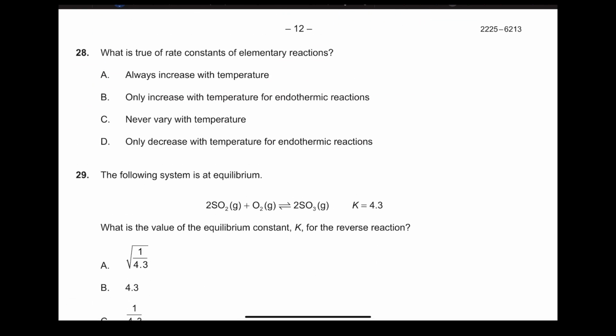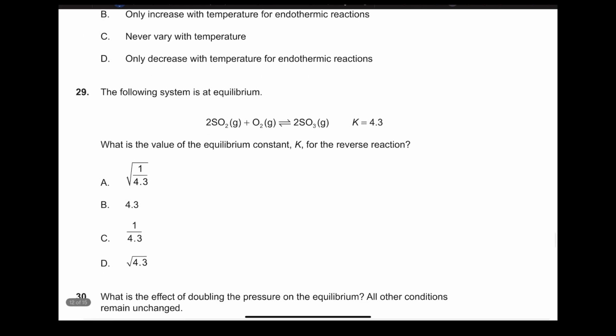Next, what is true for rate constants for elementary reactions? Always increase with temperature? Yes. Whatever reaction it is, endothermic or exothermic, if you increase temperature, the reaction will become faster because of the Arrhenius relationship. The Arrhenius equation says that the rate constant always increases with increase in temperature. That k equals A e to the power minus Ea by RT, that equation, right? If you increase temperature, k will increase. So answer would be A.